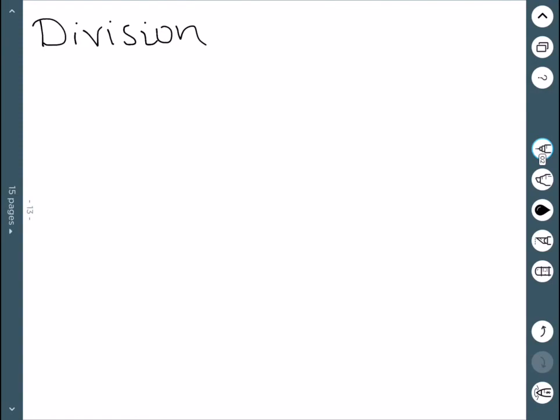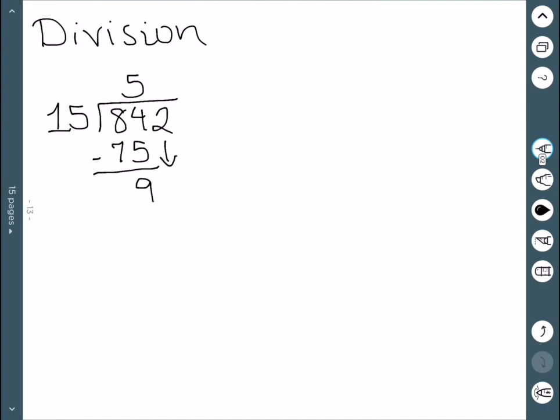Next, we'll look at division. And before we do this, we'll do a very basic division problem, which is 842 divided by 15. So when we do this, our first question in long division would be how many times does 15 go into 84? And we get that it goes in 5 times. We would then multiply down. 5 times 15 is 75. And then we would subtract these numbers. 84 minus 75 is 9. And we would bring down the 2.